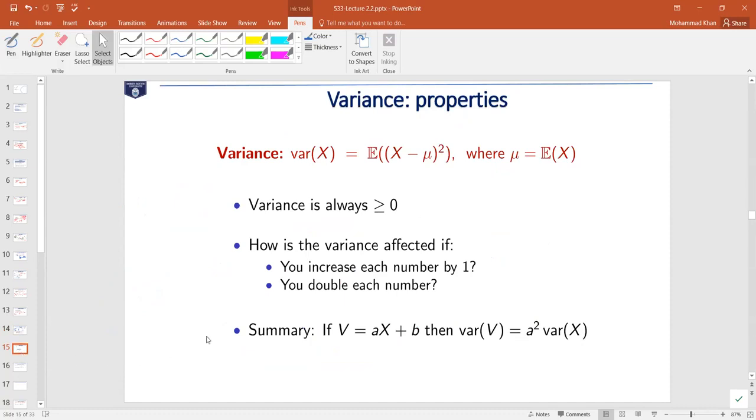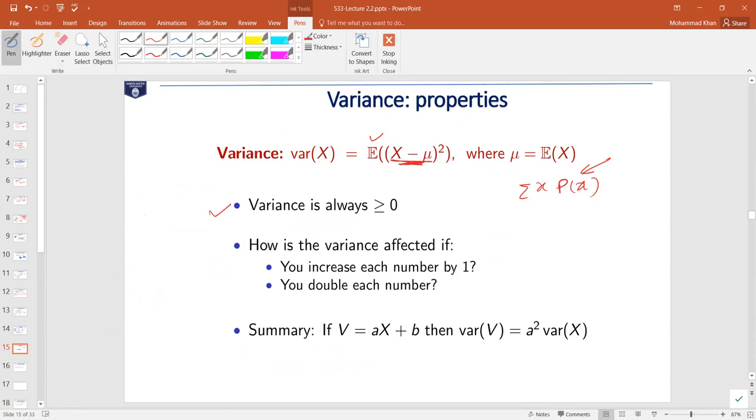So variance has some properties. For example, we are using expectation, and expectation means x, probability of x, and sum. Here the probability values are always positive, and for the random values we are using the square values, which means they are always positive. That means variance is always positive.